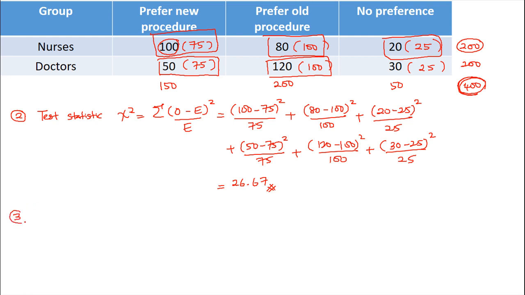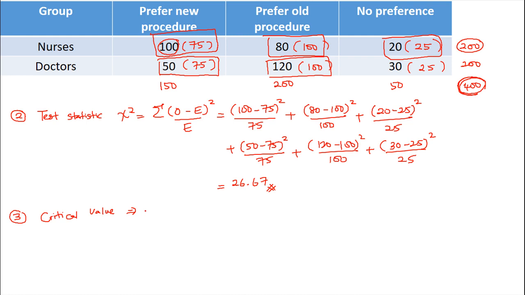Then we move to the next step. The third step, you have to find the critical value. The only difference in this test, if the data is given in a contingency table, is how to calculate the expected value. That's the only difference between this test with the contingency table and the previous example, the goodness of fit test that we have learned in the previous lecture.